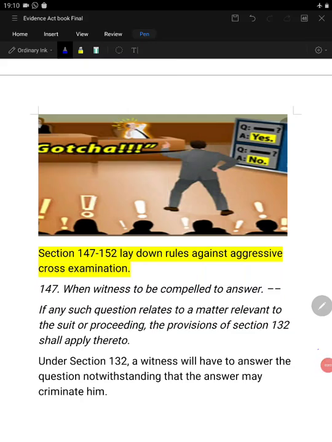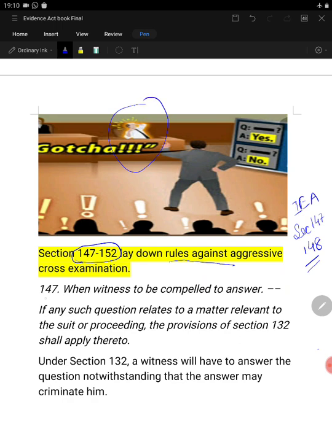Hello, friends. I welcome you all to this session of Indian Evidence Act, and today we will be studying Section 147 and Section 148. These are related to cross examination, and basically, Sections 147 to 152 lay down various rules against aggressive cross examination so that cross examination is not done in a manner that the witness is harassed.